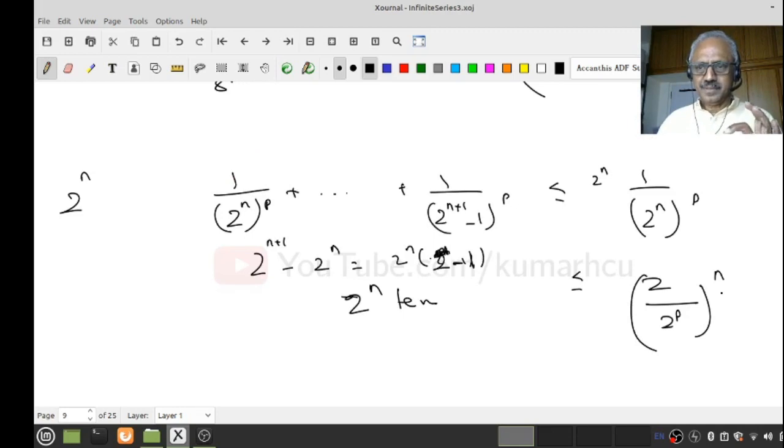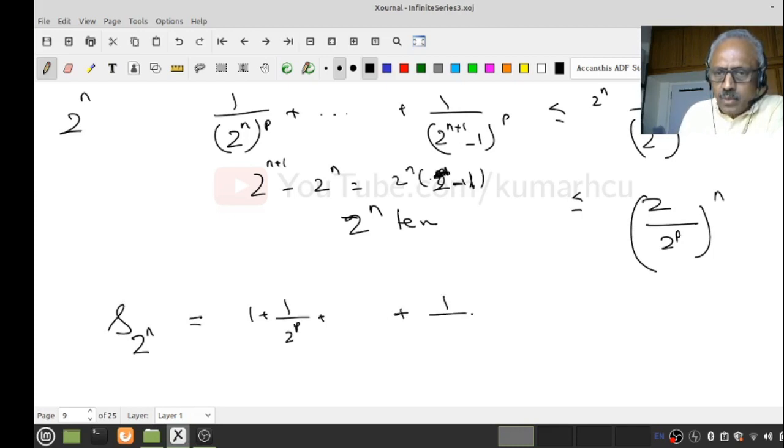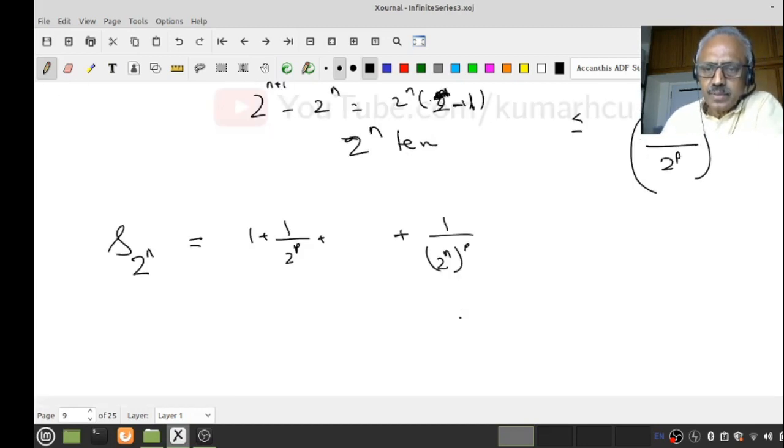That's most important. Now remember, if I want to look at s 2 to the power n, what should I do? I should start from 1, and 1 by 2 to the power p, and so on, 1 by 2 to the power n, power p. You follow that? So what I am doing, I am starting with 1 and then these 2 terms, then this will be 4 terms, this will be 2 power n minus 1 terms. Are you following? That's what I have been doing. Make sure that you understand.